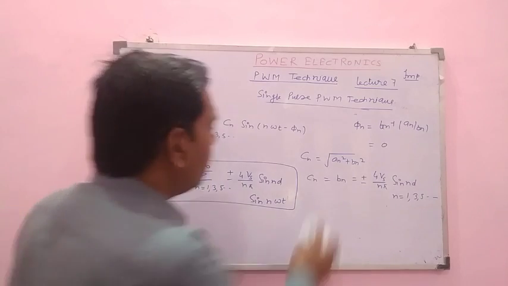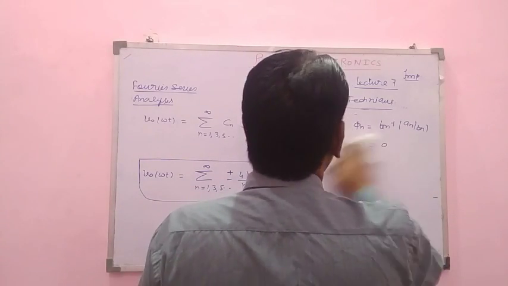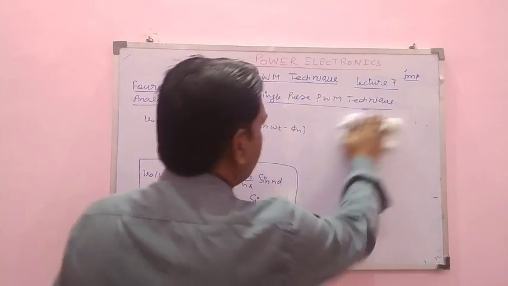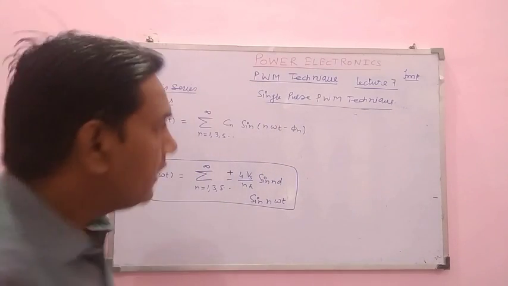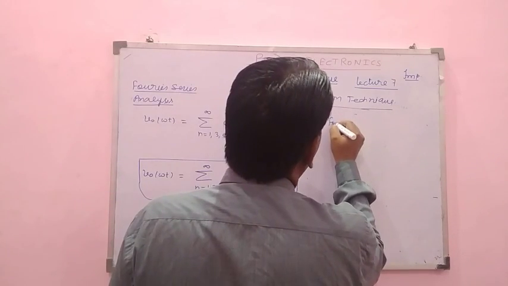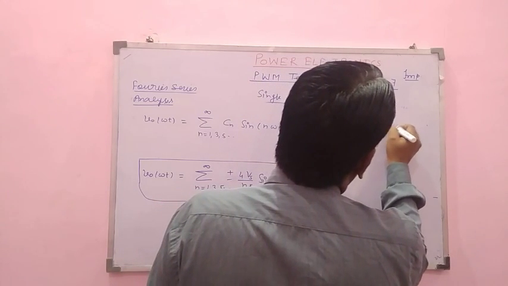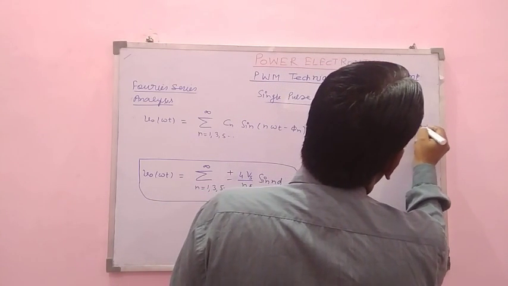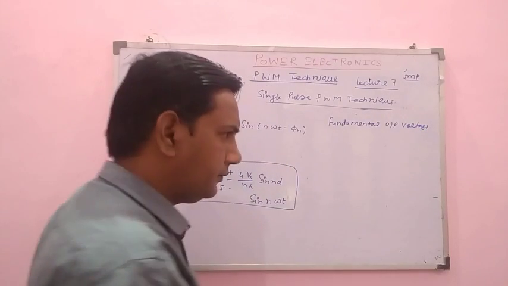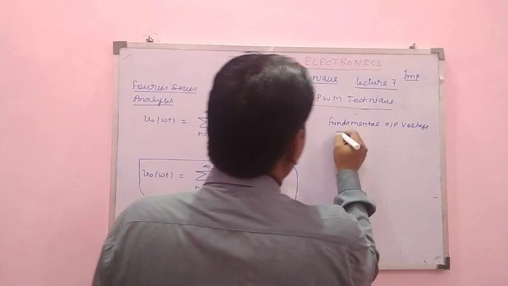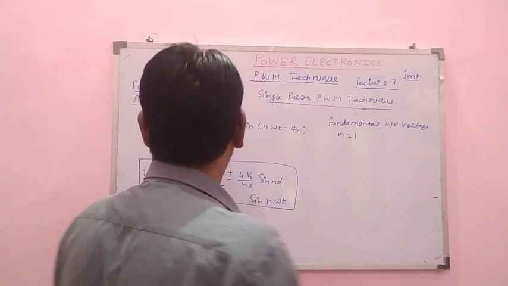Now we are interested to determine the value of the fundamental component. Okay, so the fundamental output voltage we will have by keeping n is equal to 1.